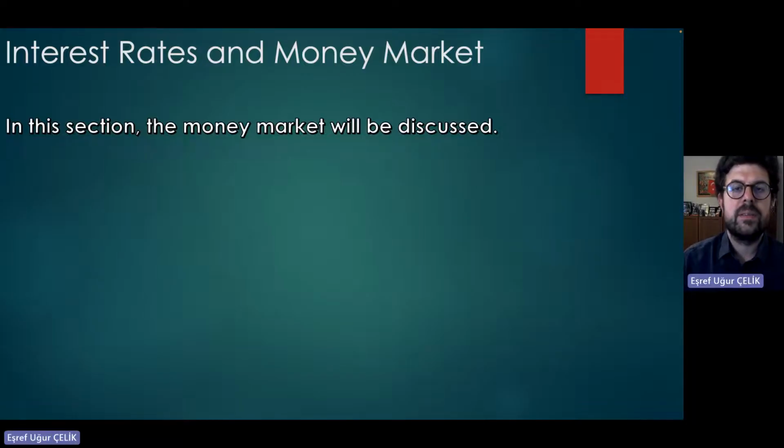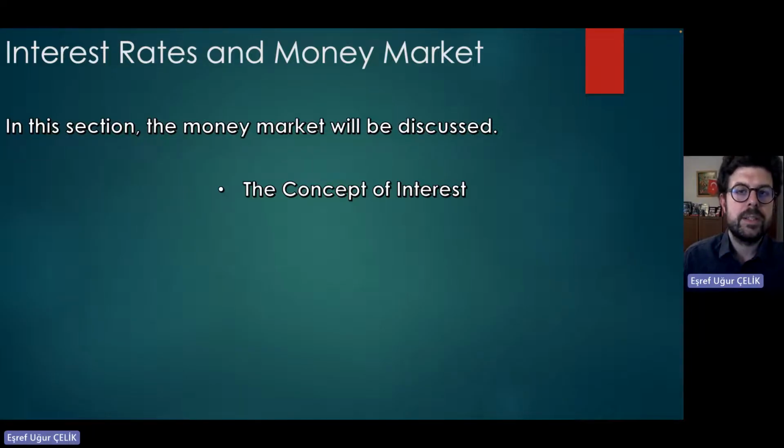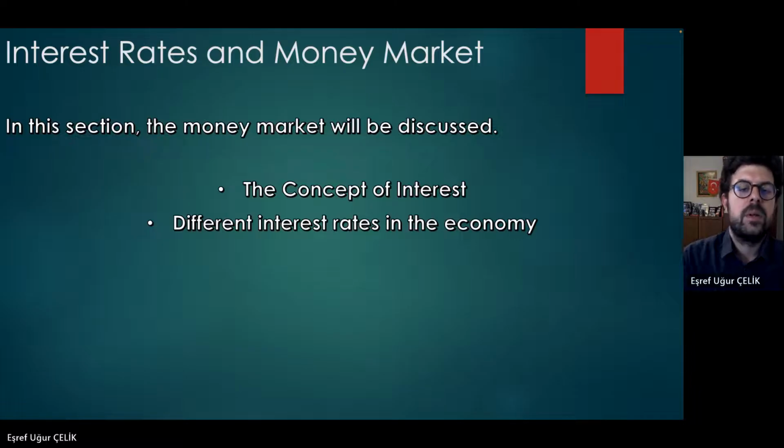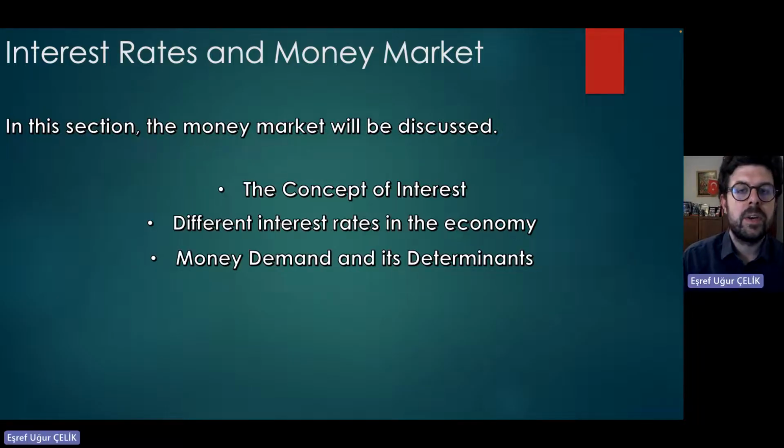In previous weeks, we tried to understand the creation of money, derivation of money, and other things. Today we come to a new topic. We try to understand the concept of interest. Also, these interests occur in the market in various forms. We try to understand the meaning of money demand and its determinants. After looking at the money demand, we focus on the money supply part.